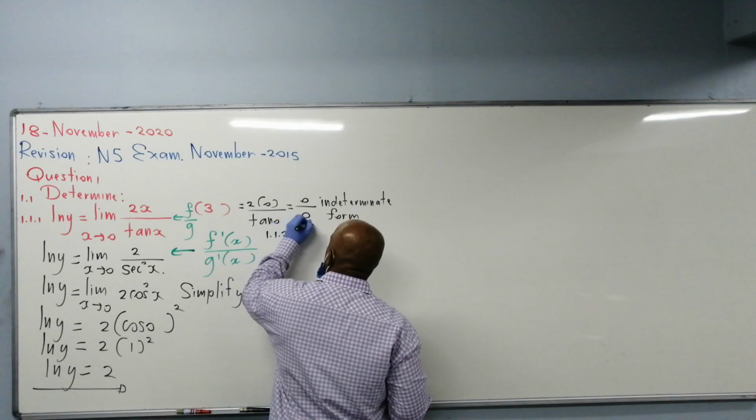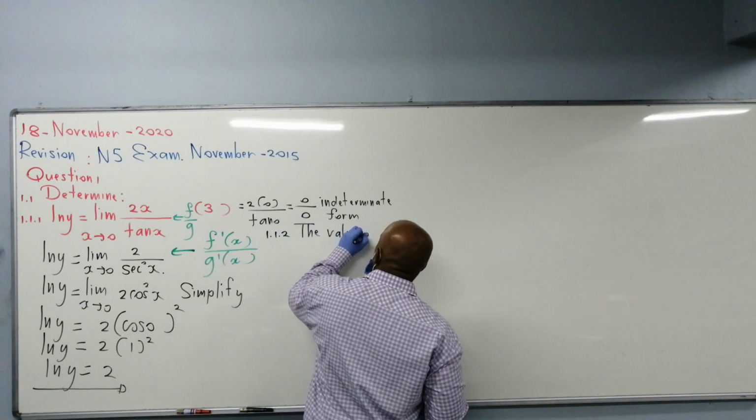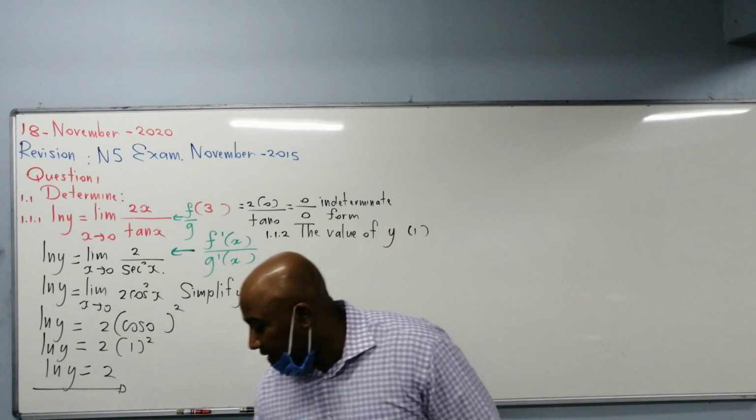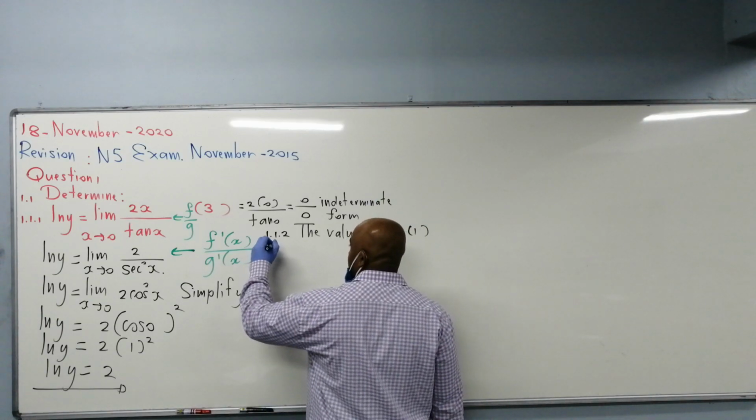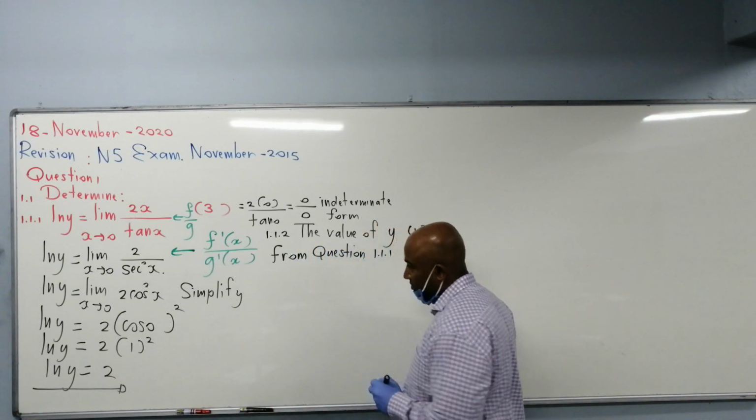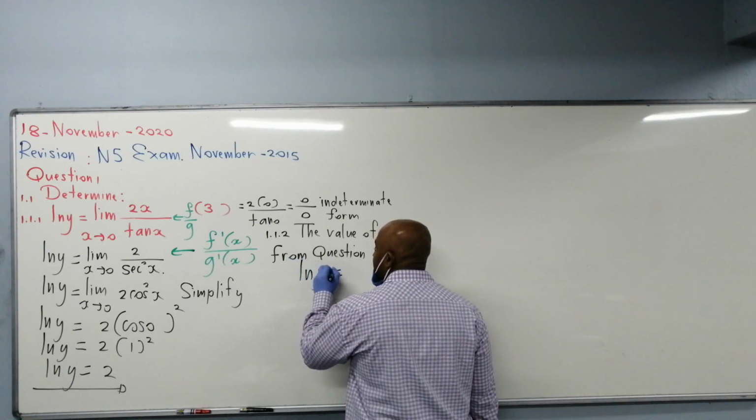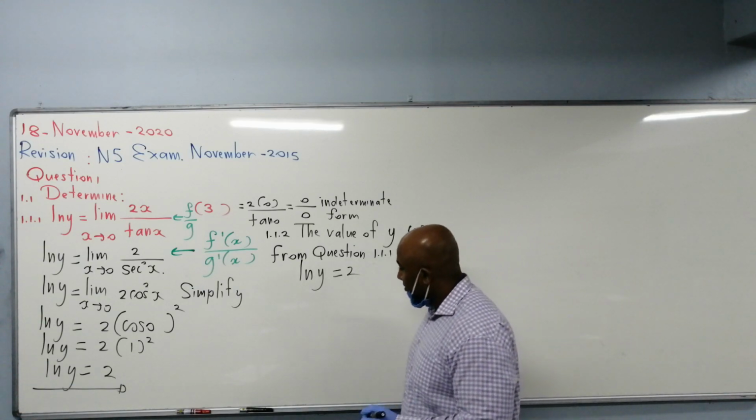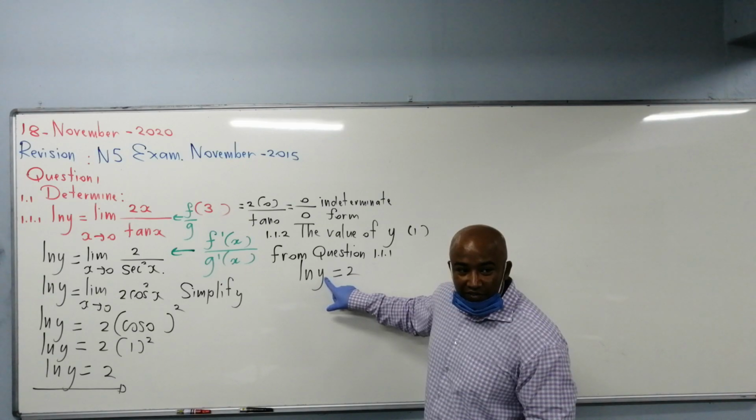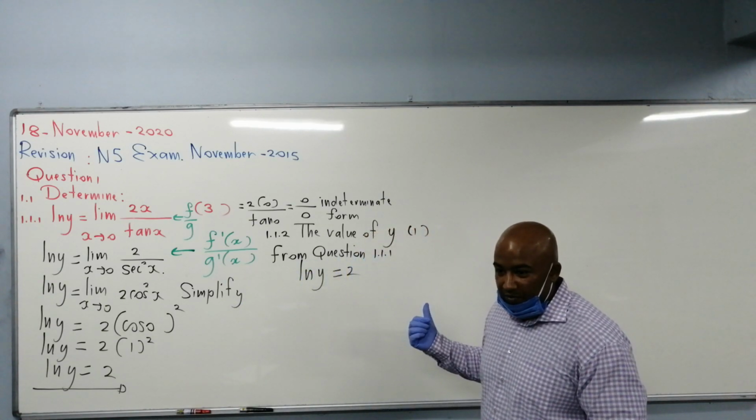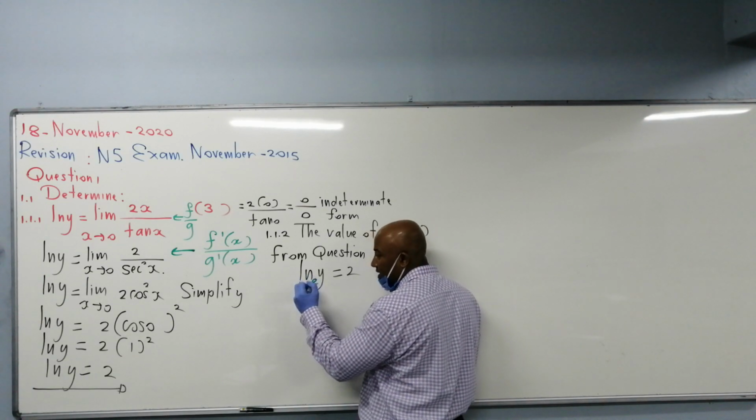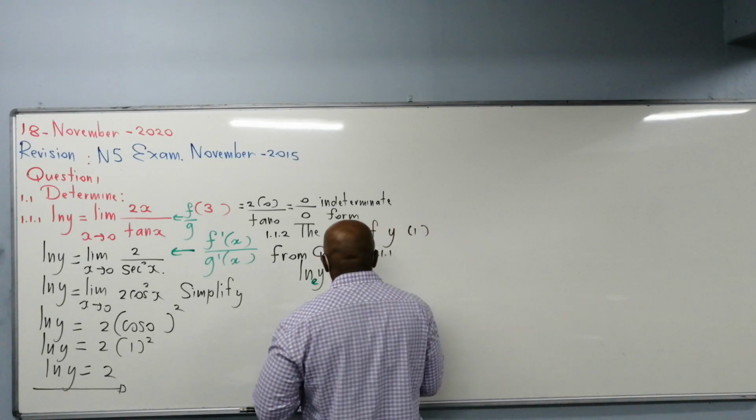The next question, 1.1.2. The value of y for 1 mark. Right, so the value of y. So from question 1.1.1, we know that ln y is equal to 2. Okay, so now we need to solve for y. This is a log equation. So if I want to make y the subject of the formula, I need to convert from log form to exponential form. Alright, so remember this is natural log, so the base of your natural log is e, if it's not shown. Okay, so your base is e.